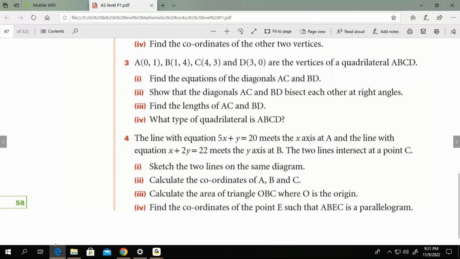Once you do this, in the third part, you need to find out the lengths of your AC and BD. You know the coordinates of all 4 points. The coordinates are mentioned. Use your distance formula, get the lengths.